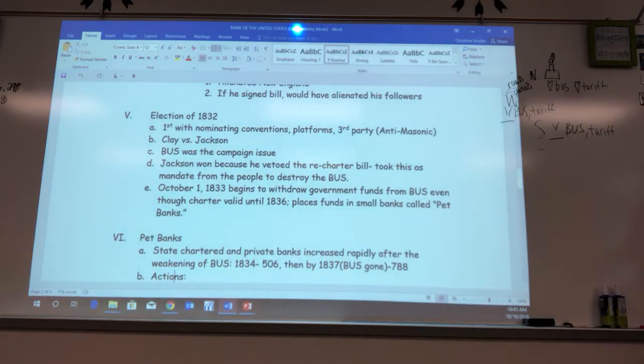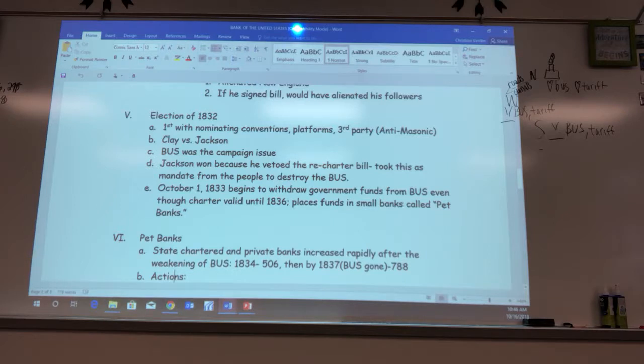So the way you kill the bank is what? How do you kill a bank? What does a bank have in it that would kill it? Money. Take the money out. So on October 1st, 1833, we're going to see he's going to withdraw the government funds. Whoa, what's going to happen to that bank? He has taken 80% of their wealth out. The bank is going to go bankrupt, well, not fully bankrupt. Does it have some money in there? Yeah, private investors, but what's going to happen to the value of their notes? They're gonna go down.